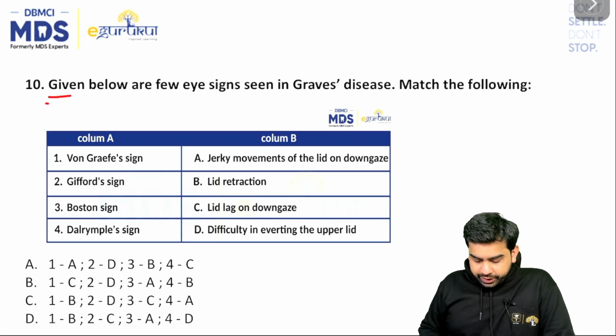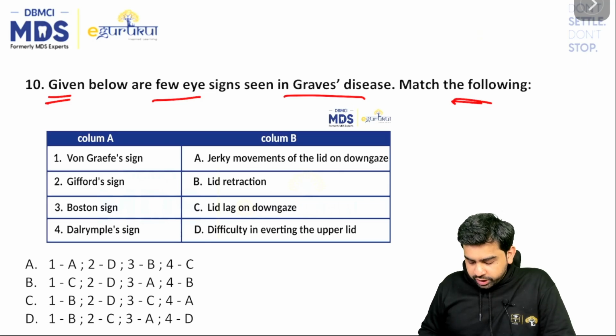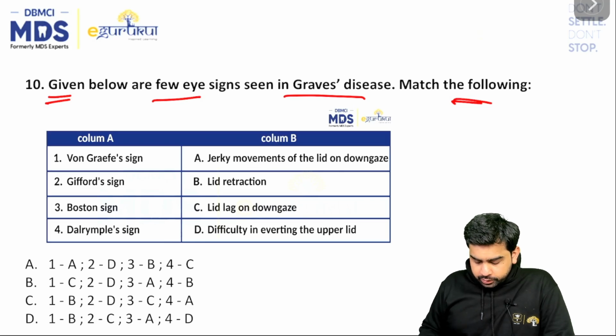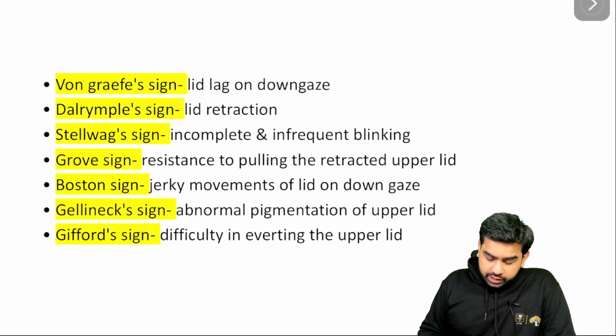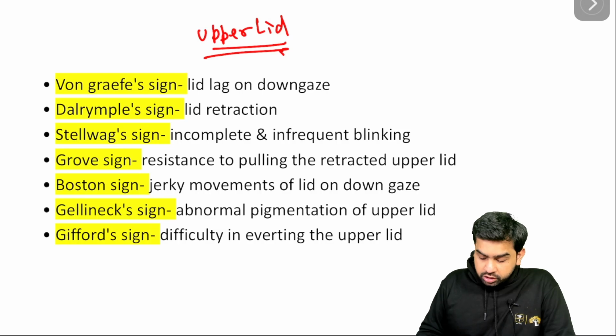Now, given below are a few eye signs of Graves' disease. Which of the following is a match? What you need to understand over here is that these are what you call eye signs. There are various eye signs, and these are the eye signs involving the upper lid. You have to go through this list. This is very, very important.